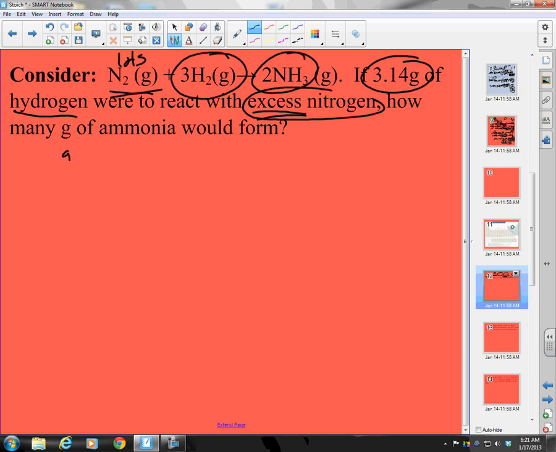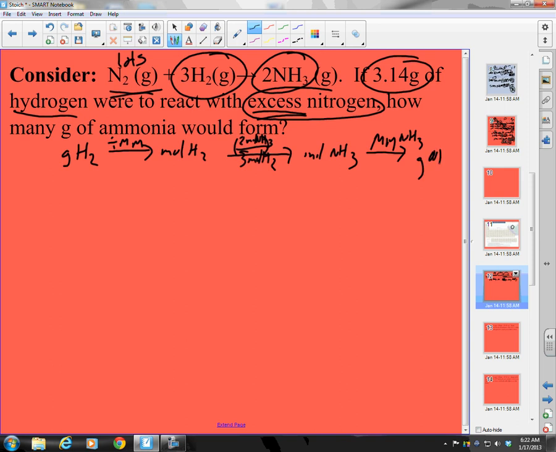Well, so I have grams of hydrogen. Notice it's diatomic. I have to do what? Divide by molar mass to get moles of hydrogen. I want to get moles of ammonia. How am I going to do that? I'm going to have a mole ratio where I'm going to put 2 moles of ammonia on top over 3 moles of H2. And then I want to multiply this by molar mass of my ammonia. And that'll give me my grams of ammonia. Got that? Here we go.